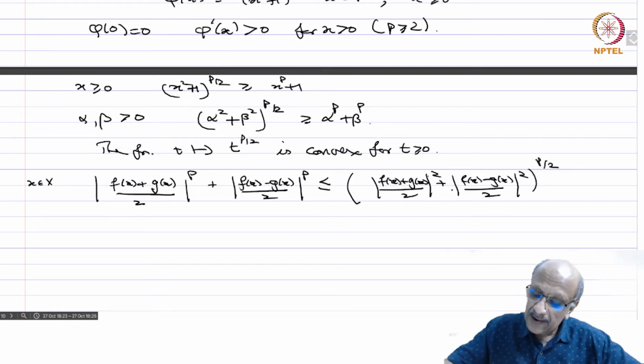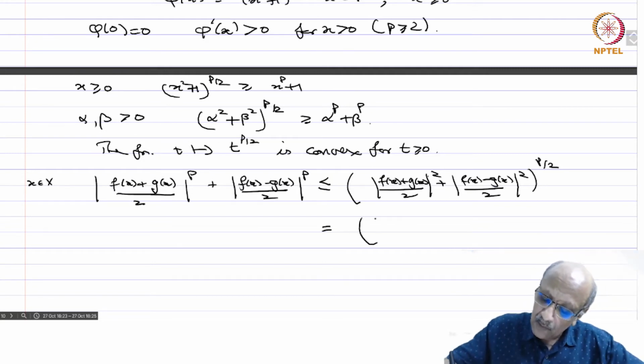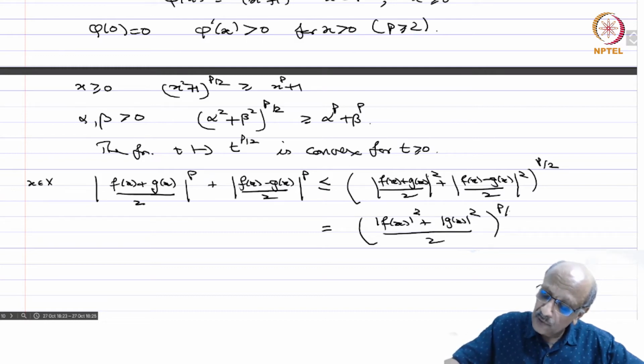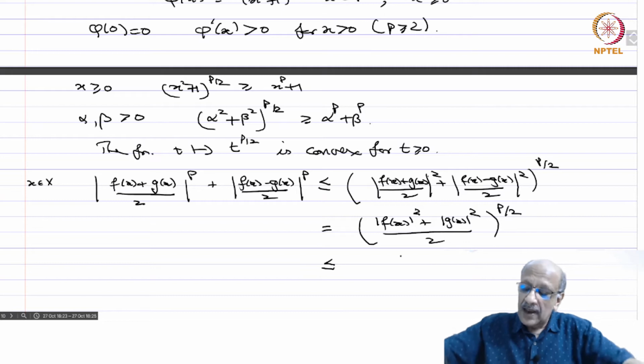Now if you expand this, you will get f squared two times divided by 4, that will be 1/2 of f squared, 1/2 of g squared, and the cross terms will cancel. So you will get that this is equal to (|f(x)|squared plus |g(x)|squared) by 2 to the power of p by 2. So now you use the convexity of the function t to the power p by 2. So this is the value at the midpoint, and therefore that is less than or equal to the average of the values at the endpoints.